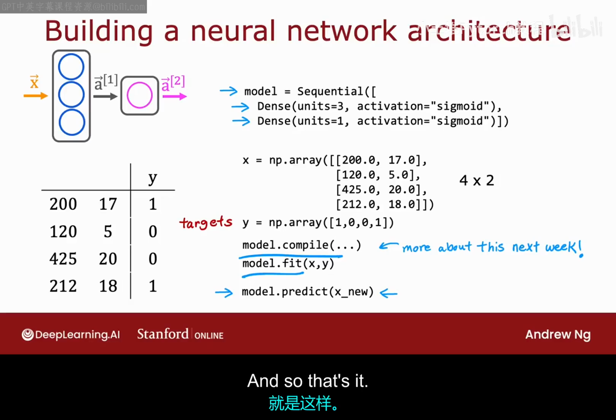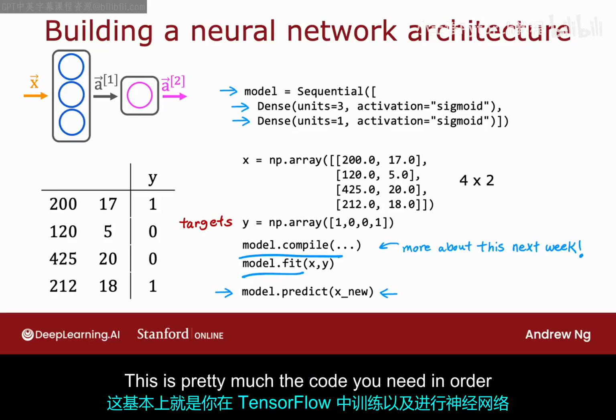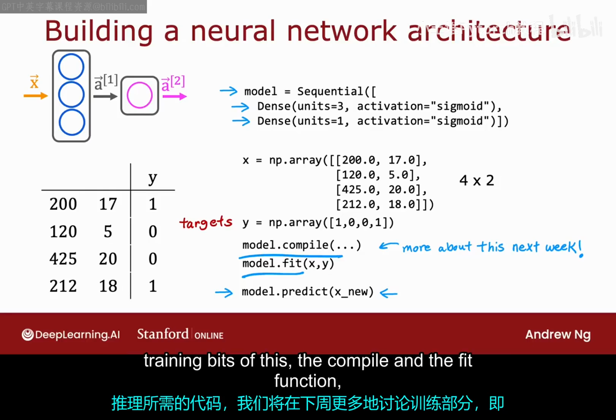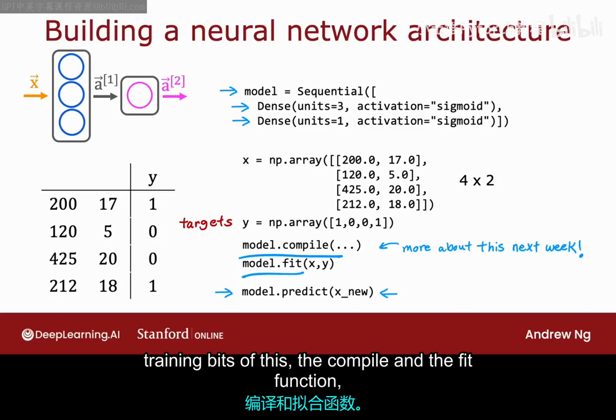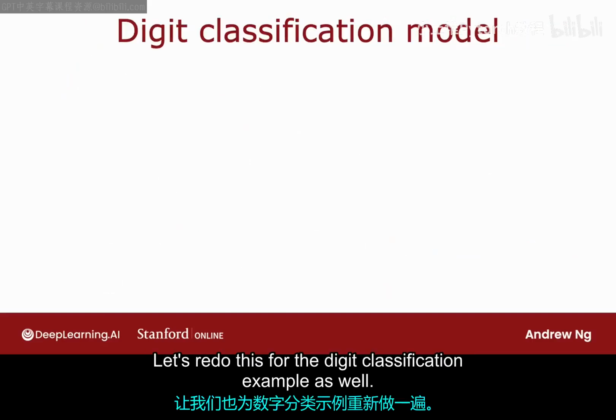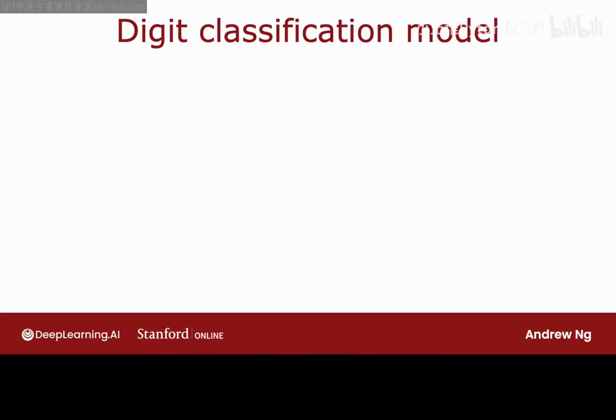And so that's it. This is pretty much the code you need in order to train as well as do inference on a neural network in TensorFlow, where again, we'll talk more about the training bits of this, the compile and the fit function next week. Let's redo this for the digit classification example as well.